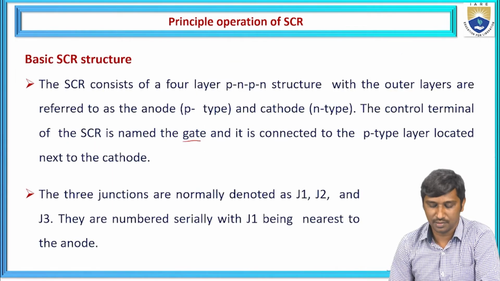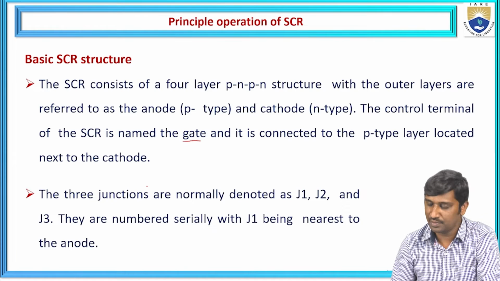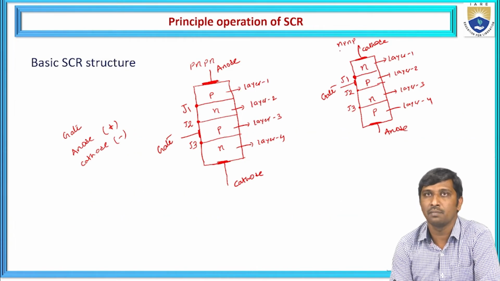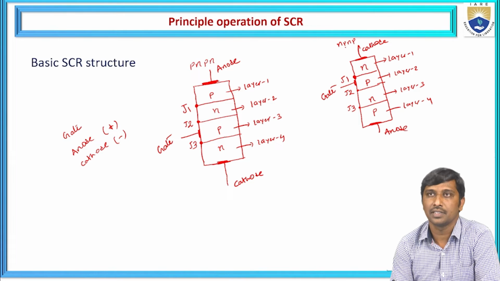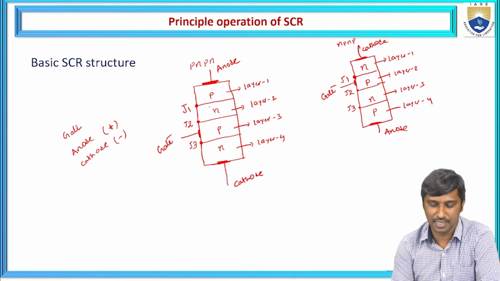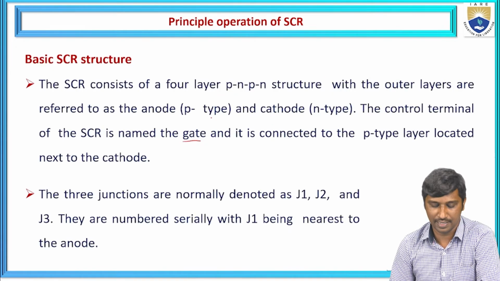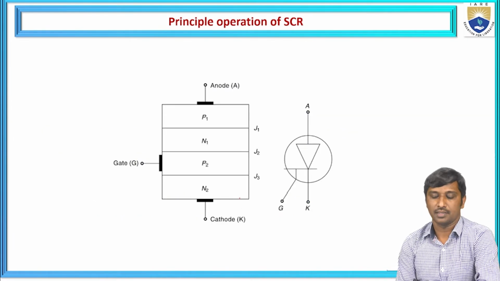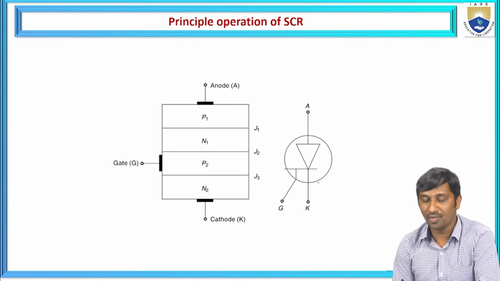So these are the points, and from either the PNPN structure or the NPNP structure, we have 3 junctions, represented by J1, J2 and J3. So this is the normal construction. Then I'm going to show the symbolic representation.